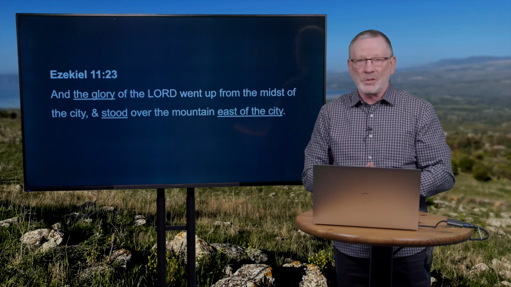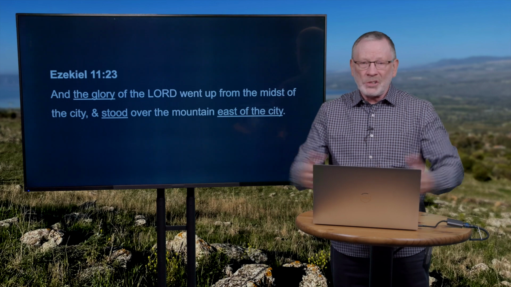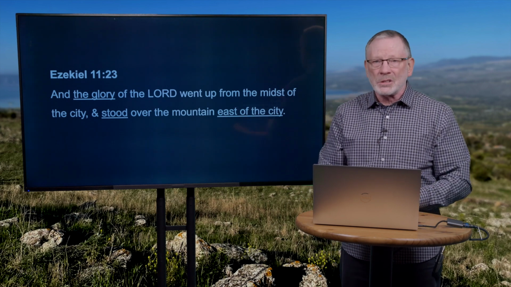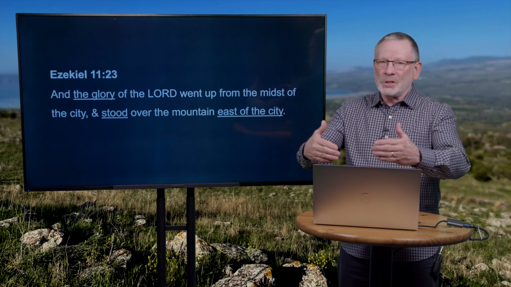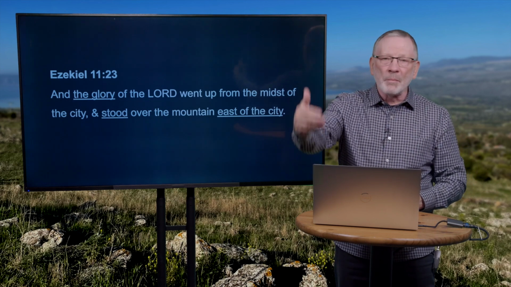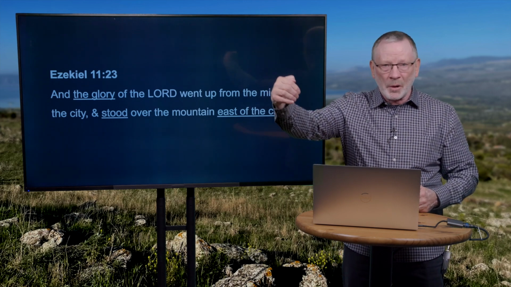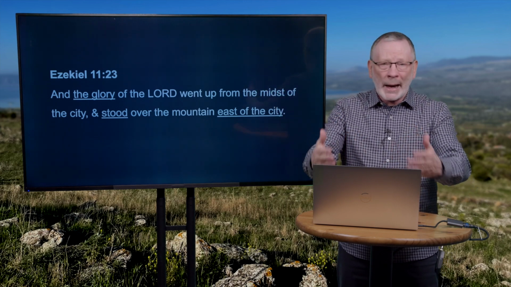And the presence of Yahweh went up from the midst of the city and stood over on the mountain east of the city. Now, what is that mountain? That mountain's the Mount of Olives. Ezekiel doesn't name it by name, but he's describing it. The mountain that's east of the city is beyond the Temple Mount, over the Kidron Valley, and on the Mount of Olives. It's basically Jesus' itinerary when he's approaching Jerusalem backward.